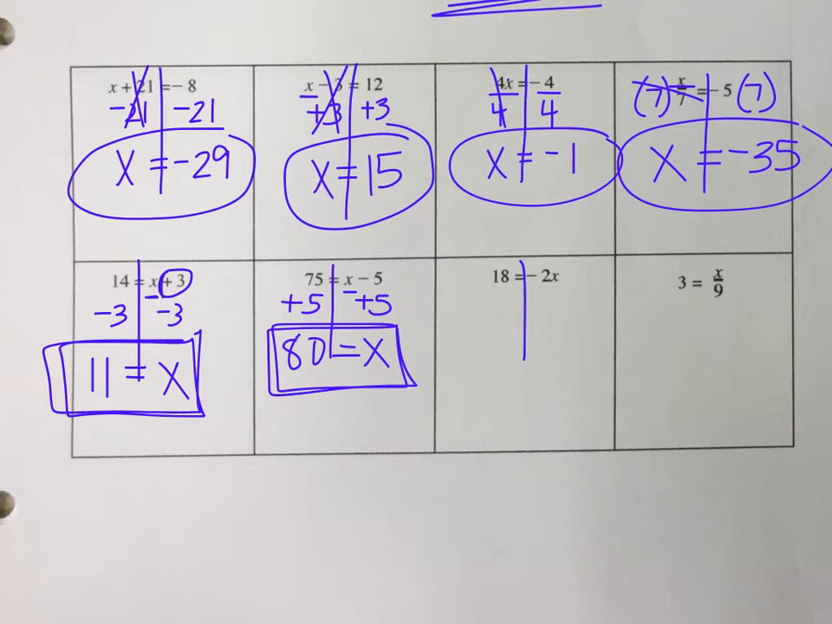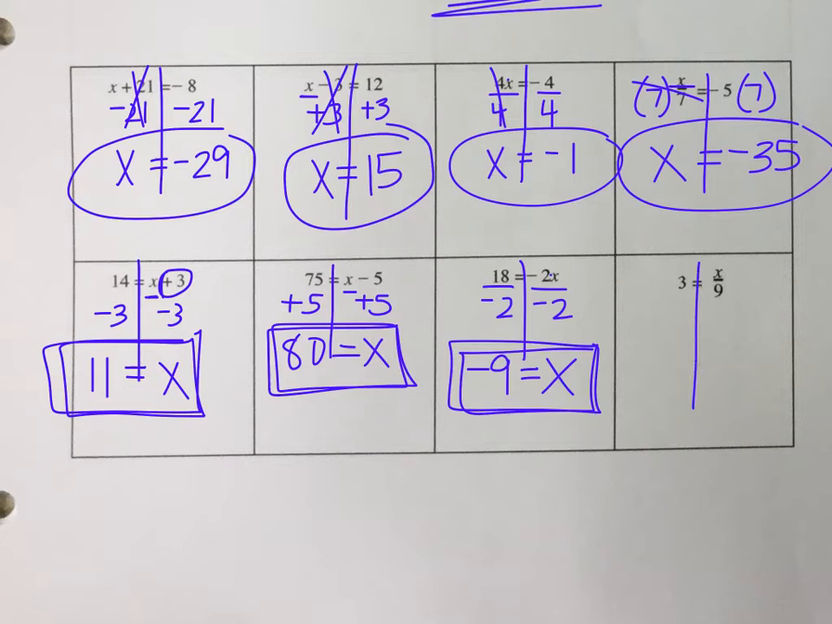This one, negative 2 times x. The opposite of multiplication, because when we don't see add, subtract, multiply, or divide, we know it's multiplication. We divide by negative 2. 18 divided by negative 2 is negative 9 equals x.